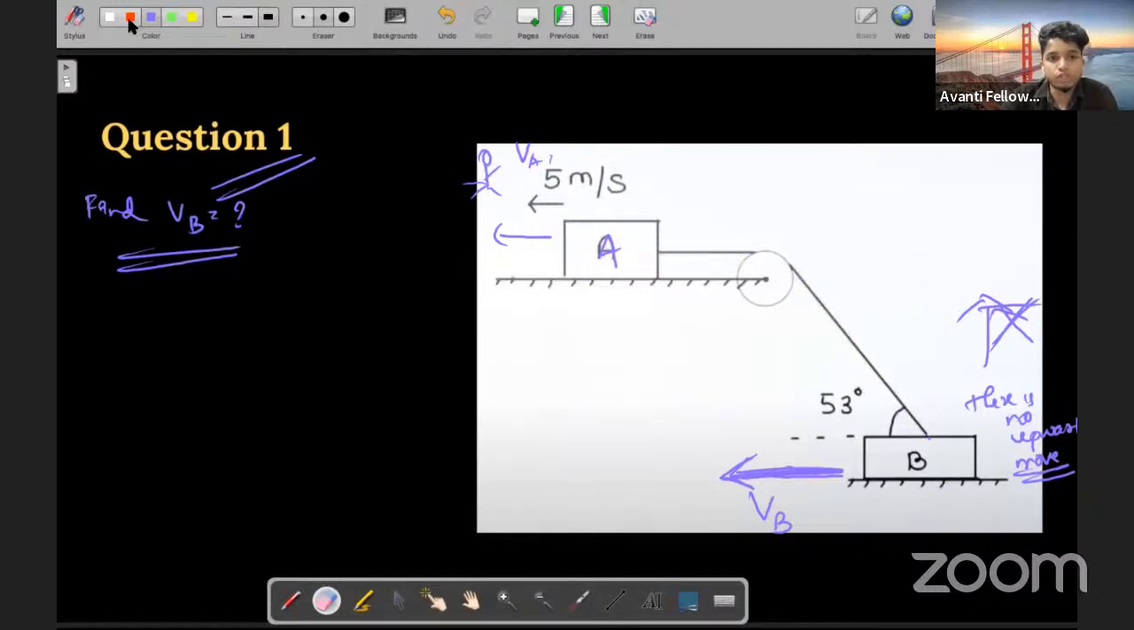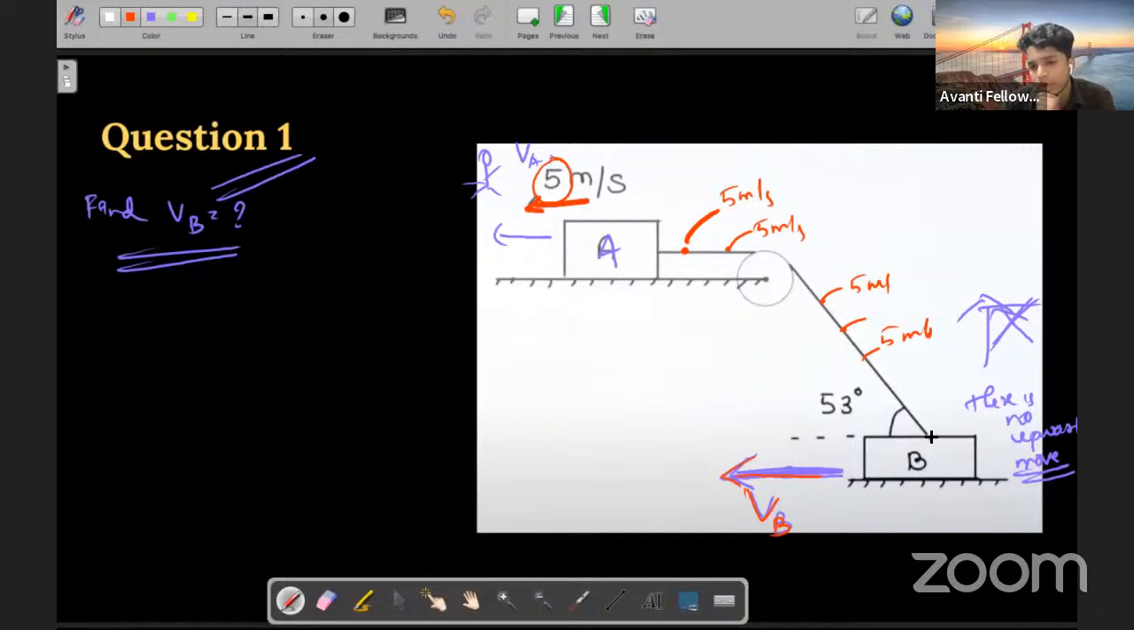See, the concept here is, if it is moving with a velocity of 5 meter per second, at this point, what will be the velocity? At this point, this point, and this point, it is 5 meter per second. Now, you know that block B is trying to travel with the velocity VB.